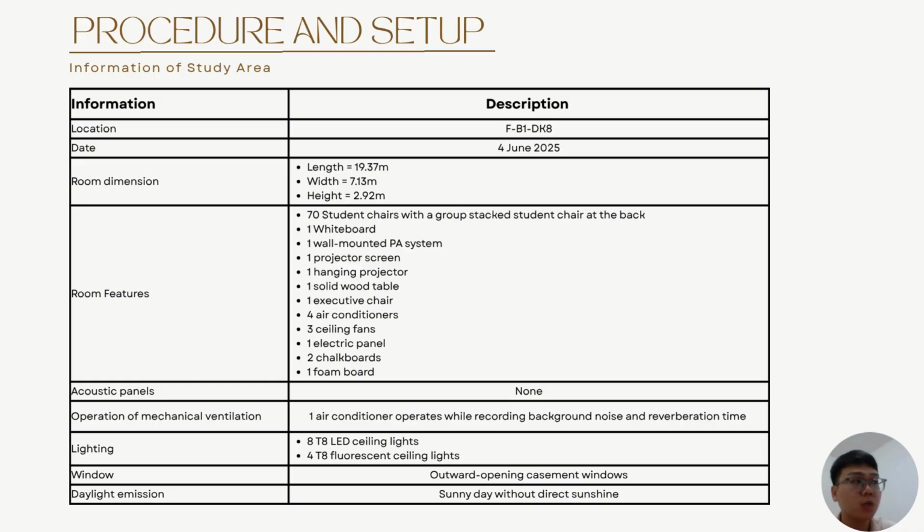The room features 70 student chairs with a group of stacked student chairs at the back, and one whiteboard, a wall-mounted PA system, projector screen, hanging projector, solid wood table, and one executive chair for the lecturer. There are 4 aircon units, 3 ceiling fans, 1 electric panel, 2 chalkboards, and 1 foam board. The room does not have acoustic panels.